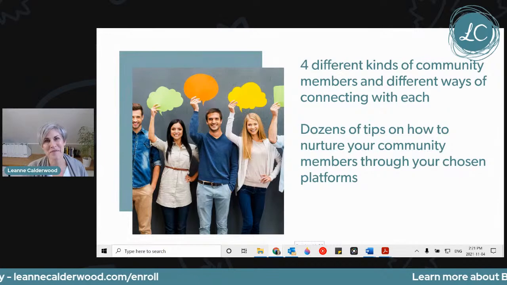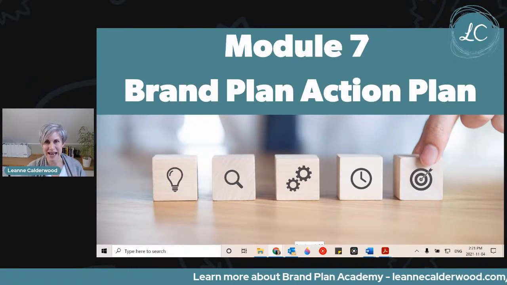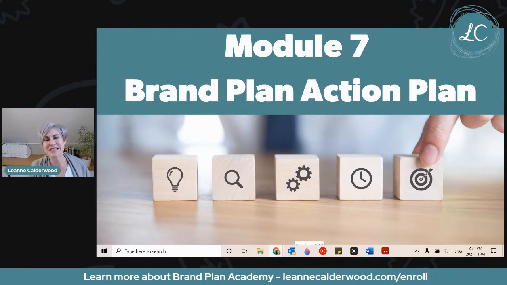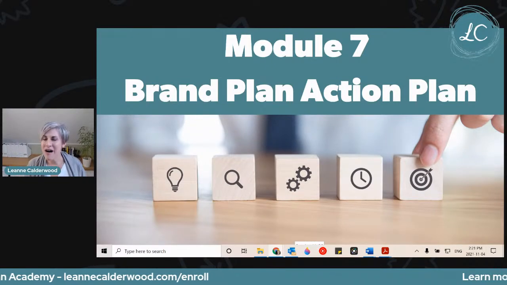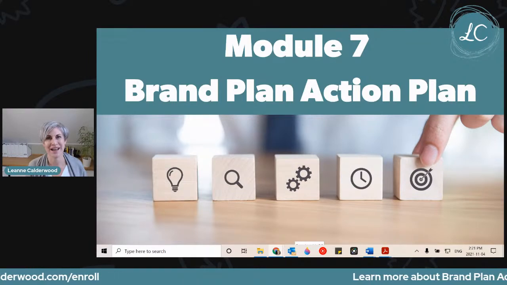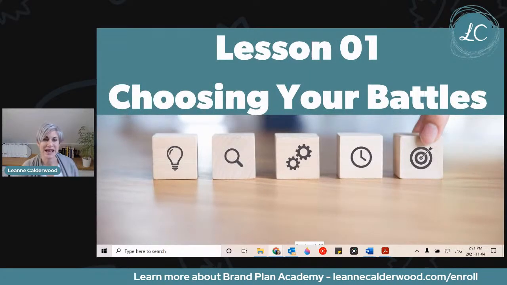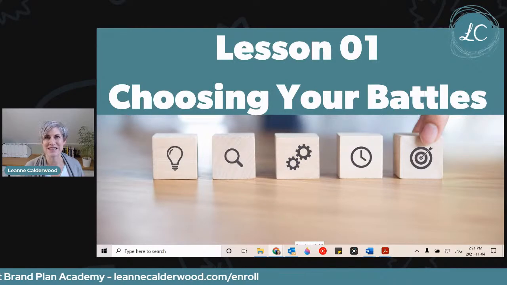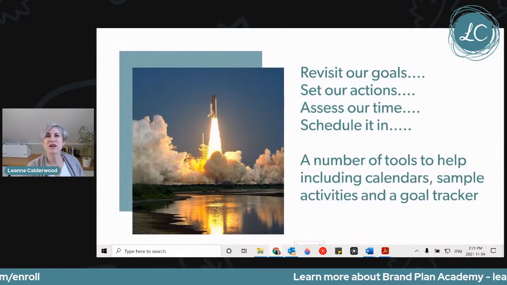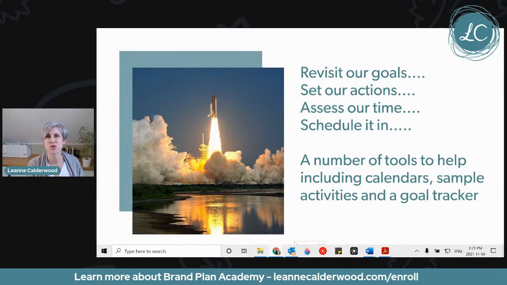All right, so once we come out of Module 6, we're heading into Module 7, which is the Brand Plan Action Plan. This, my friends, this is where the rubber hits the road, and we start to put to work all of the incredible things that we've just done up to this point in our journey. So the first thing we're going to talk about is how to choose our battles when it comes to all the branding things that we can and want to do with our now new personal brands. So we revisit our goals, we set our actions, we assess our time, and then we schedule it in.